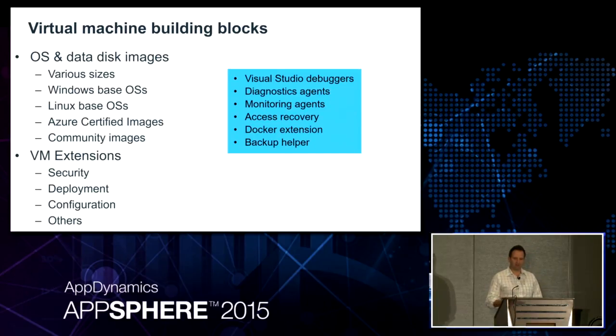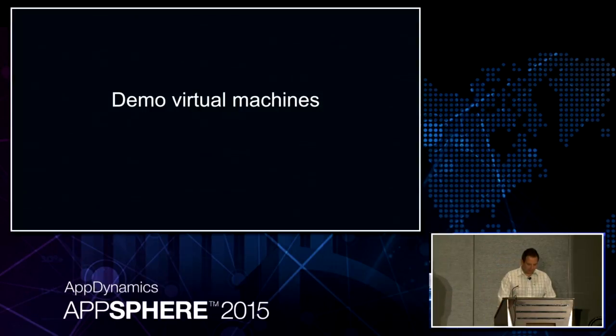extensions, access recovery. Docker is a very popular one that we have, and backup helper. But to summarize this one, like a virtual machine for us, it's really like we think about it, okay, we give you a bunch of base images. You have also access to a lot of partner images. And if you want to customize your image, your virtual machines, we give you a lot of tools to do that. So that was a lot of slides.